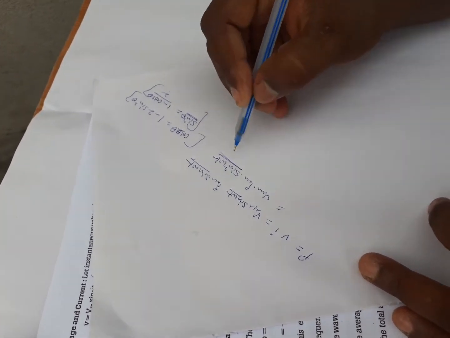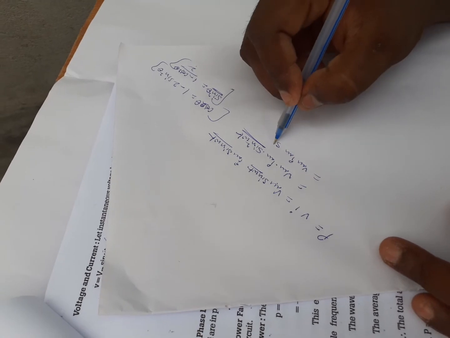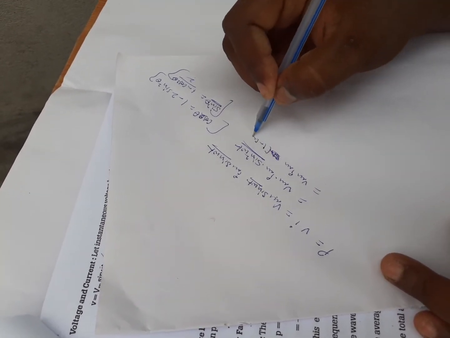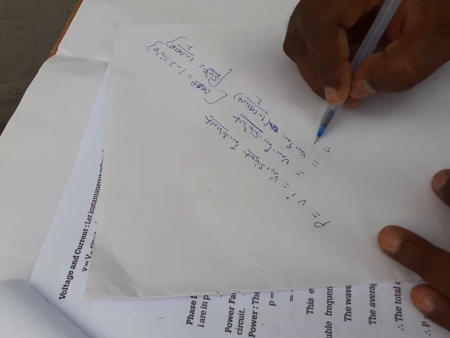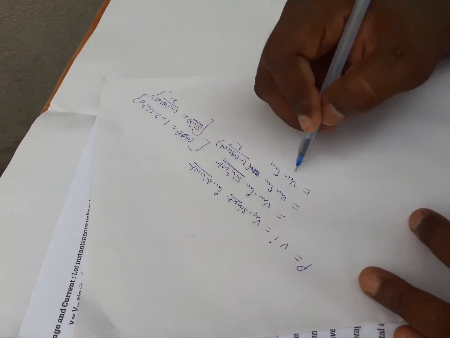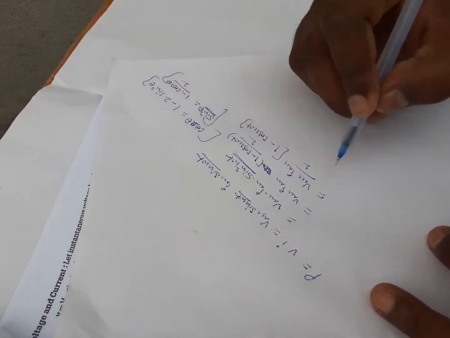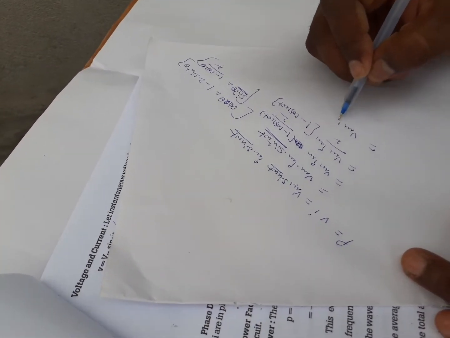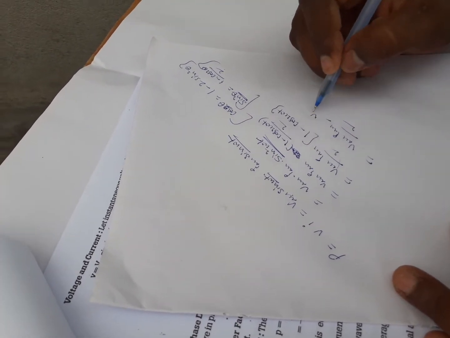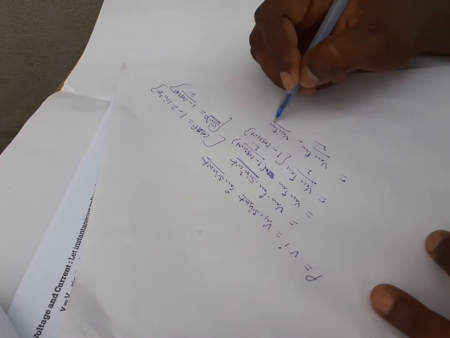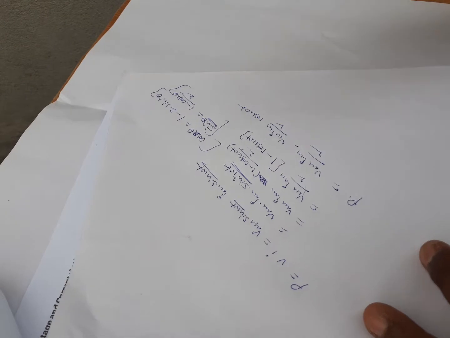Same, in place of sin square omega t, I can write Vm Im into 1 minus cos 2 omega t by 2. So I can write this as Vm Im by 2 into 1 minus cos 2 omega t. So this is Vm Im by 2, and if we multiply this inside, minus Vm Im by 2 into cos 2 omega t. This is the equation for power.